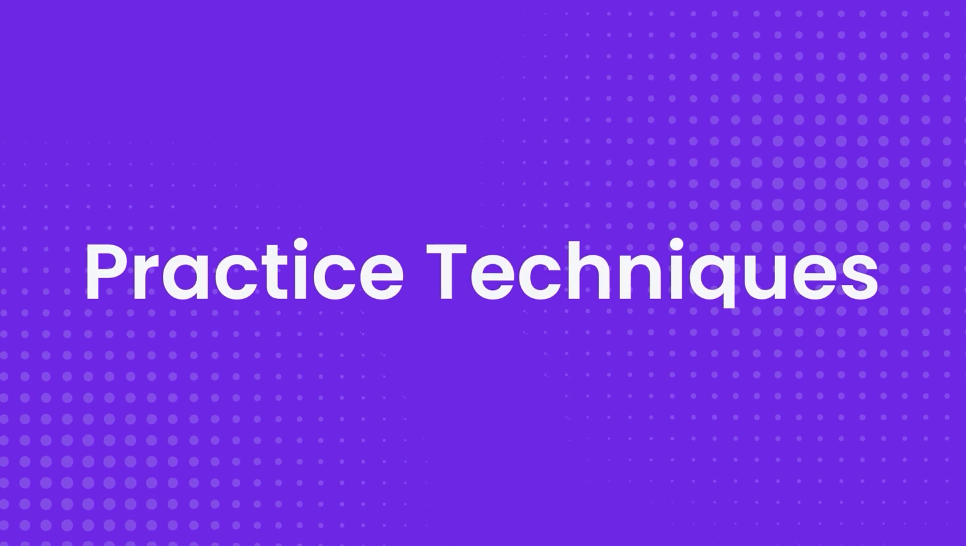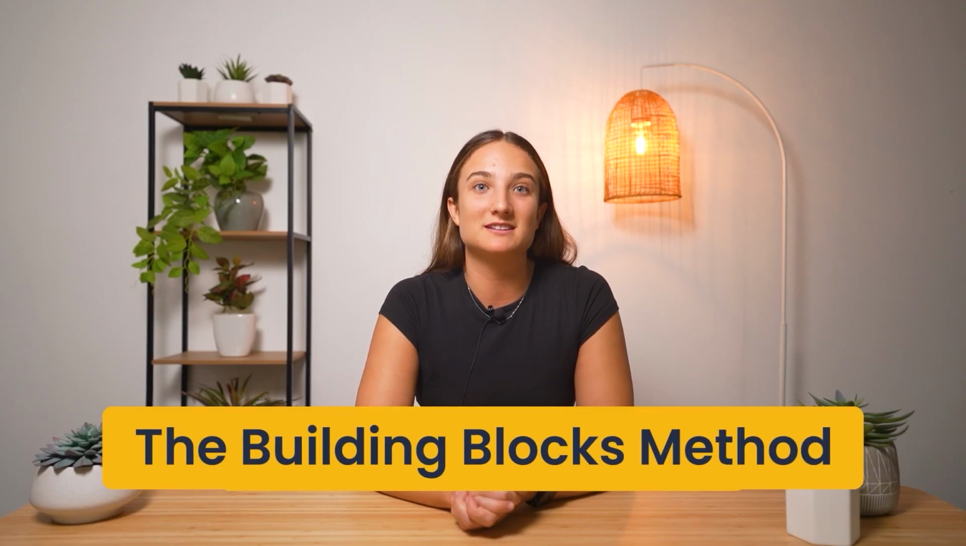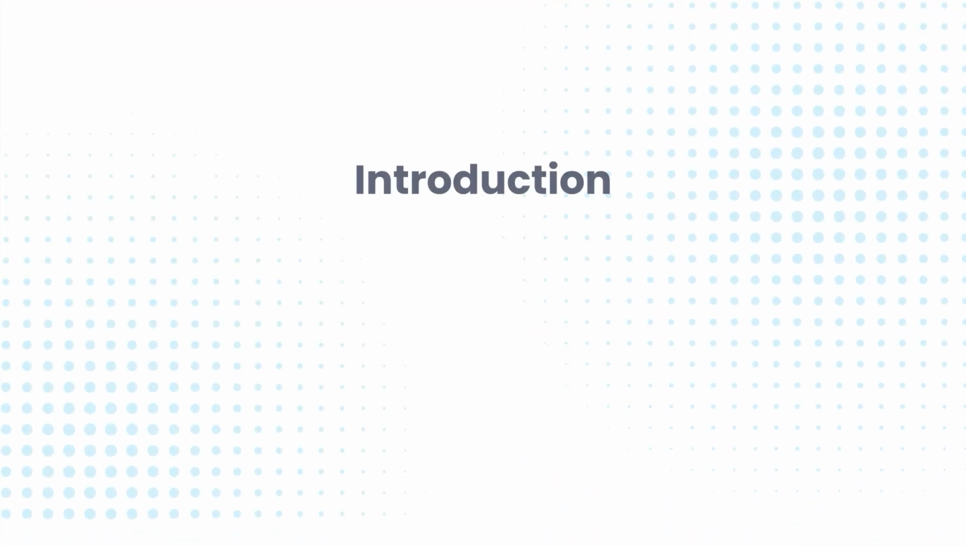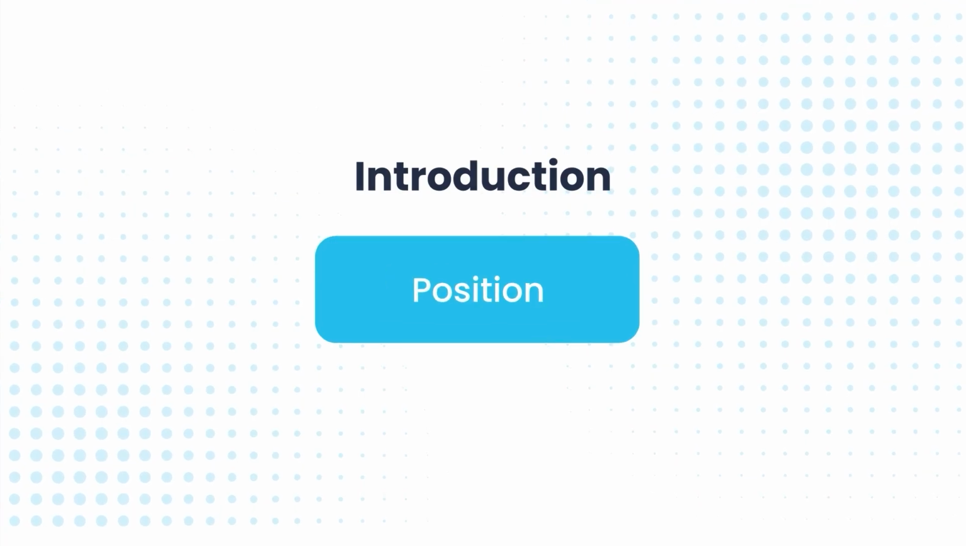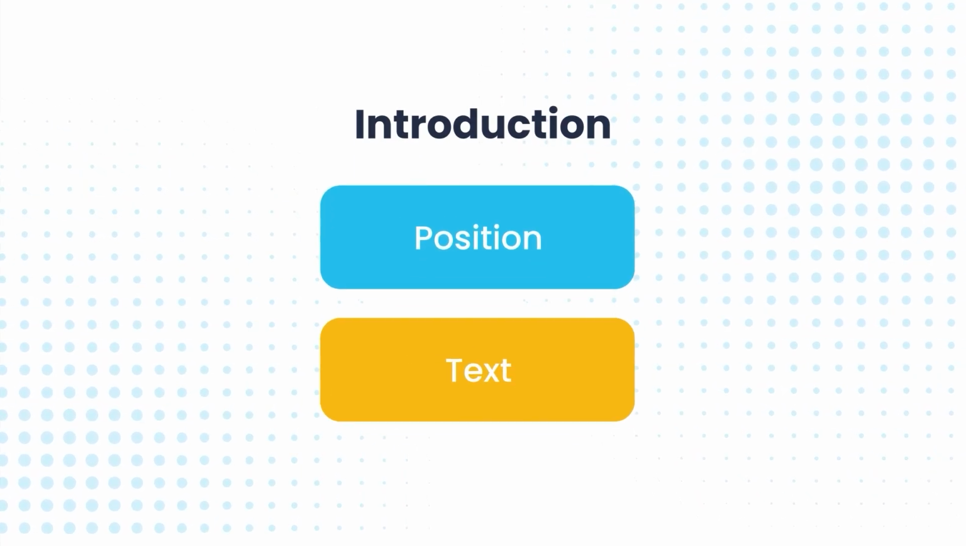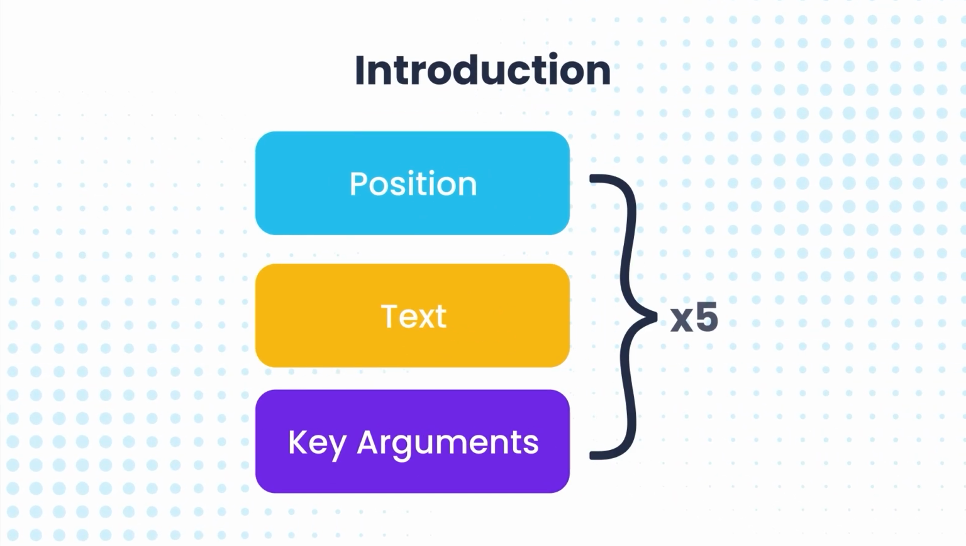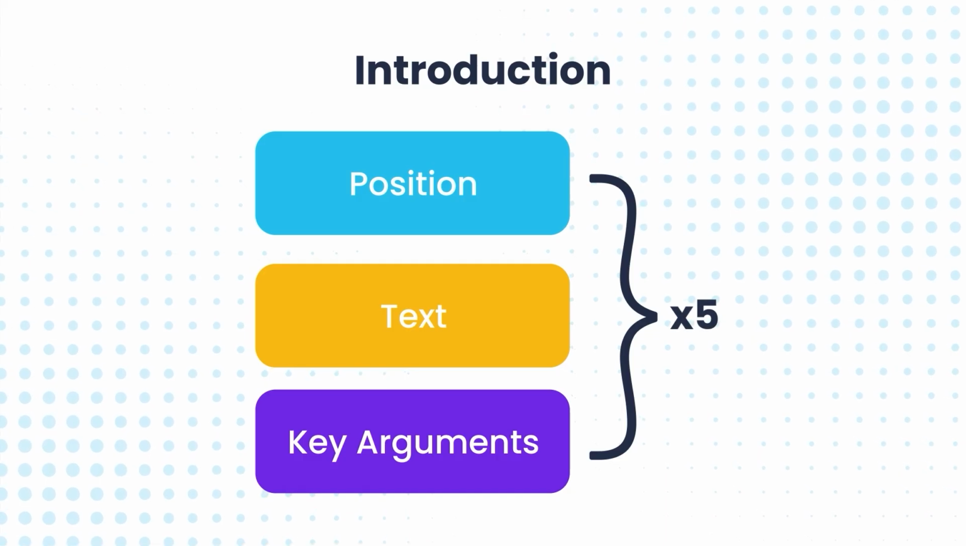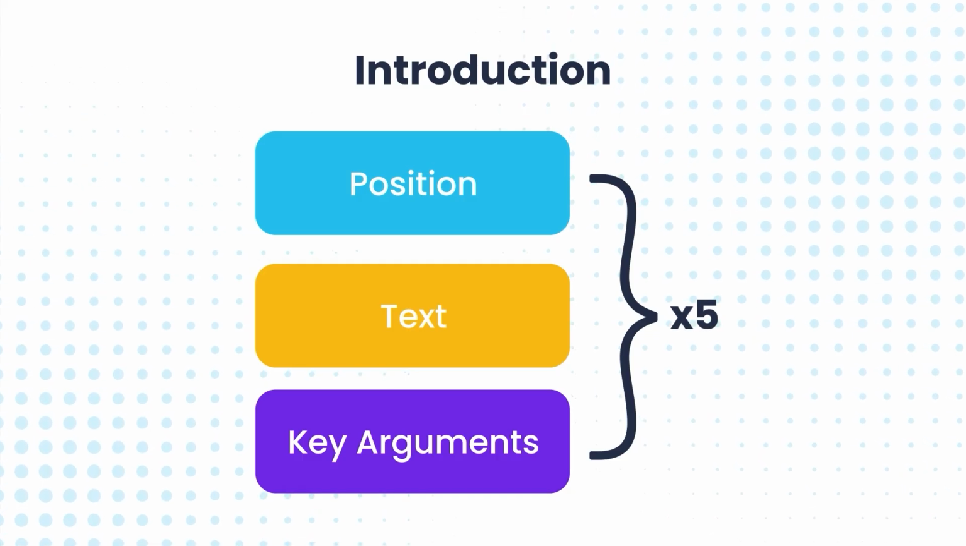Now, let's talk about some practice techniques you might find helpful. Writing practice essays without a system wastes your time. Start with what I call the building blocks method. First, take your essay structure and break it down into components. Your introduction needs 3 essential elements: a clear position on the question, your text, and your key arguments. Write 5 different versions of just your introduction. Change your position each time.